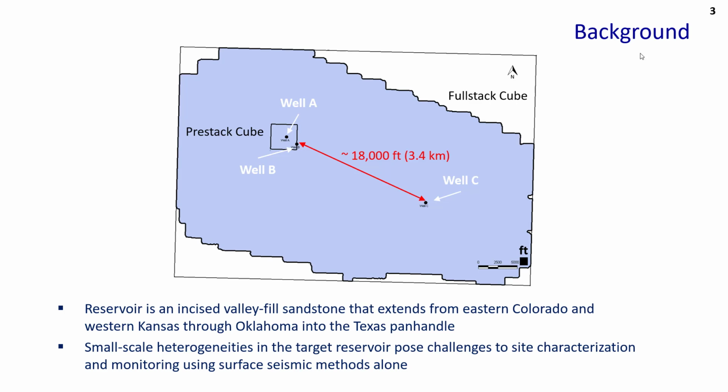In our study here, we are using surface seismic, and we have the full stack cube, which encompasses 3 wells. Wells A and B are encompassed by a pre-stack data set, which is what we'll be using in this study. But there's also well C, which is 3.4 kilometers away.